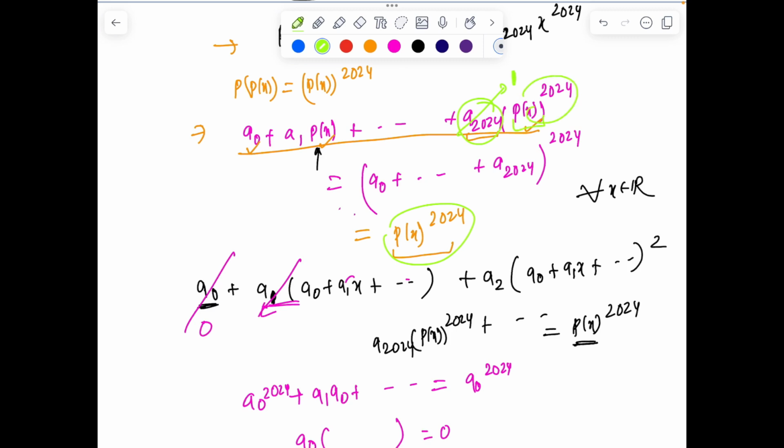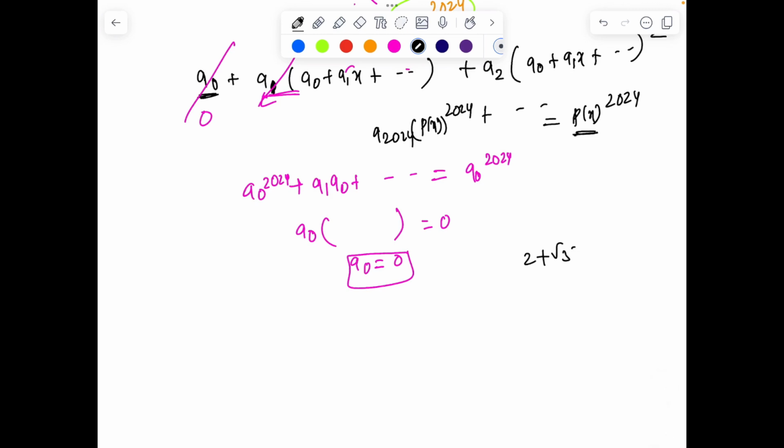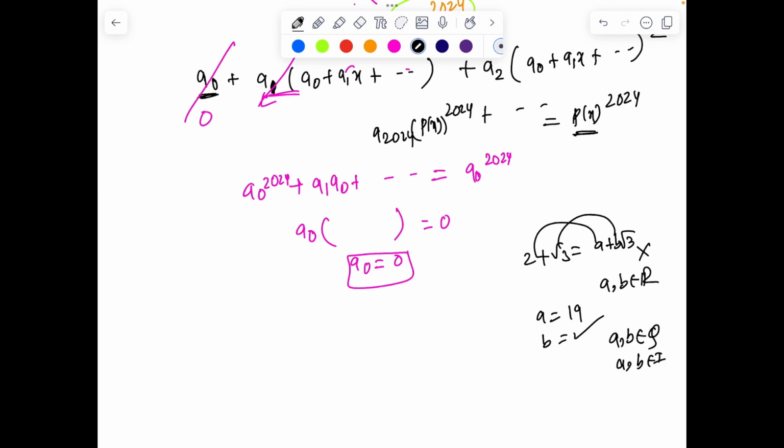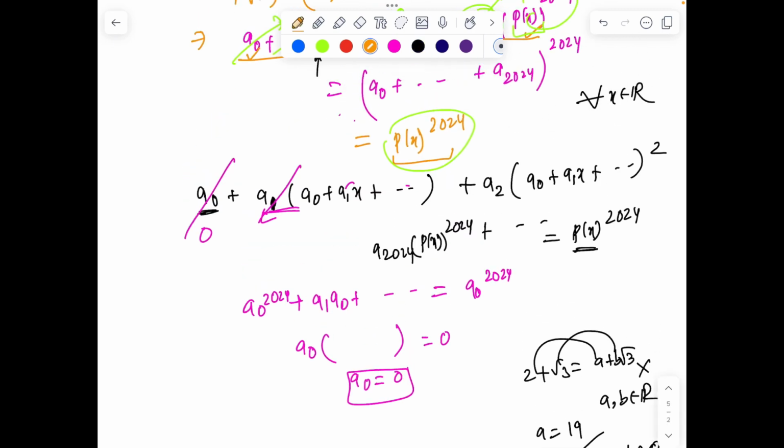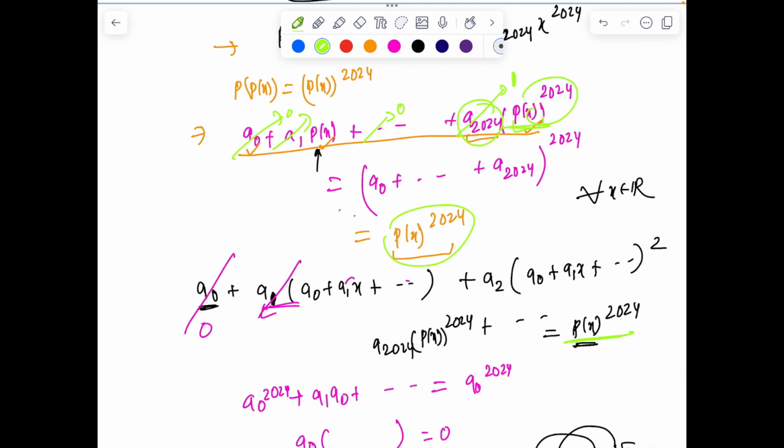Moreover, in another way you can tell, since this expression equals that, in the LHS a2024 must be 1 and p of x 2024 must match. It means these coefficients must be 0. Now this you cannot tell directly. Why? Because in a very rigorous way this is not true. If I ask you, if 2 plus root 3 is a plus b root 3, can we just tell a equals 2 and b is 1? This is not true if a, b are real numbers. Okay, because I can put even a to be 19 and then b will come out as something. But if a, b become rational numbers or integers, then in that case you can tell.